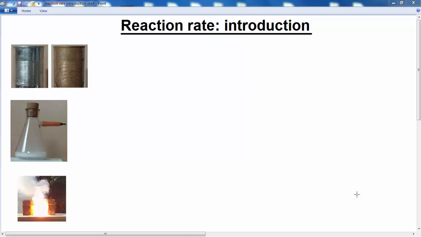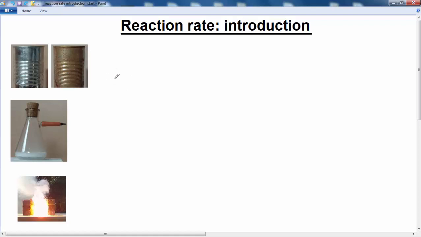So before we start, let's just have a look at a few examples which demonstrate this wide range of various reaction speeds that we've encountered. So for example, looking at the first reaction here, we've got what you can see clearly is the rusting of a tin can, and you'll know that the outside of the tin can is made from iron, and it's the iron that's rusting, and when it rusts it reacts with oxygen in the air around it and with water.